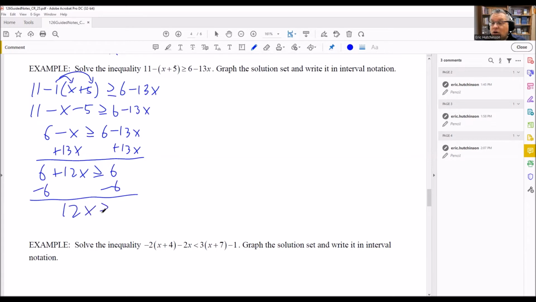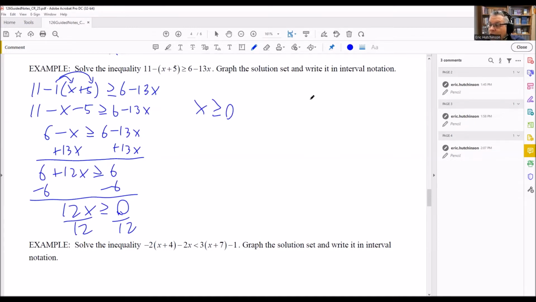In doing so, that's going to give us a 0 here, because 6 minus 6 is going to give you a 0. Now we need to divide both sides by 12 because we want to get x by itself. So we divide by 12, and we get that x is greater than or equal to 0 as a result. Now, since we're not dividing by 0, that's okay. If 0 is on top, that's all right. It's just that we can't divide by 0.